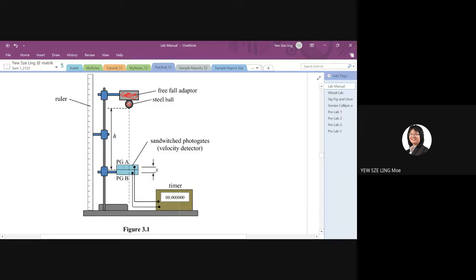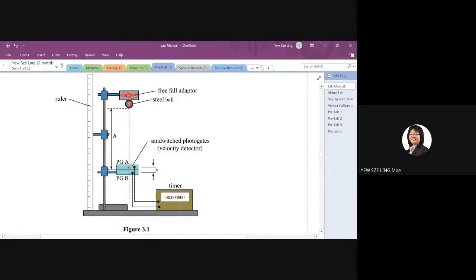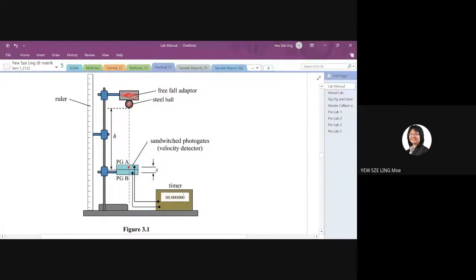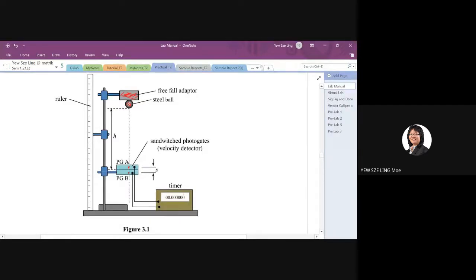PG is a photo gate. A photo gate is like a motion detector. There's an infrared beam inside the photo gate. When the ball passes through PGA, the sensor detects the ball and it will start the timer. As the ball keeps going down, it passes the second sensor at PGB, and at that moment the timer will stop. So the time that you record is just for the distance between PGA and PGB. As you can see here, it's just the S, a very small distance between these two photo gates.